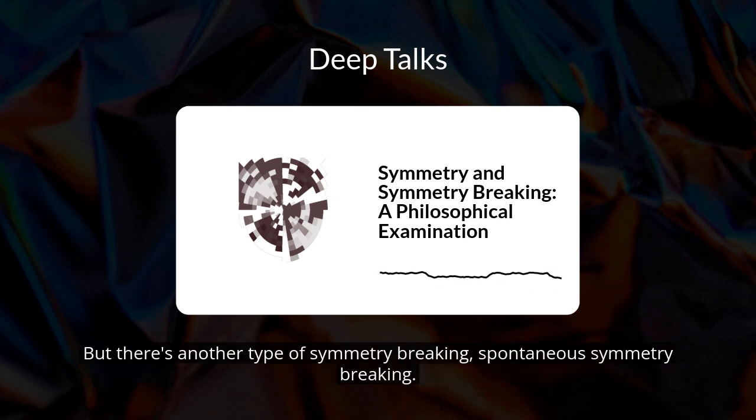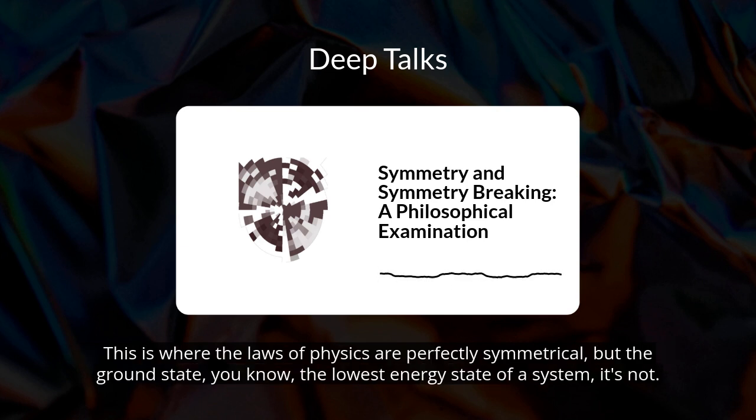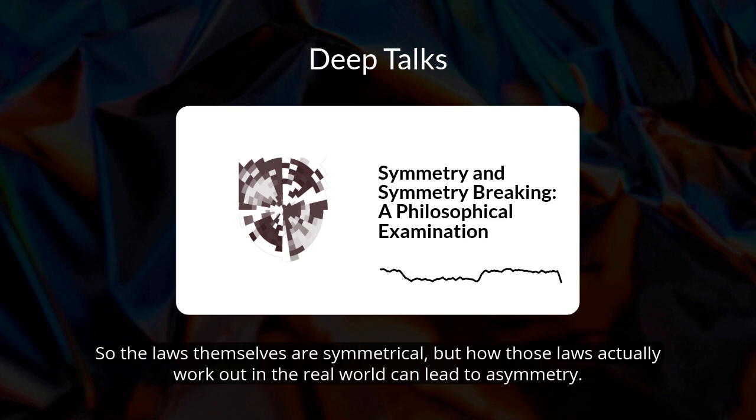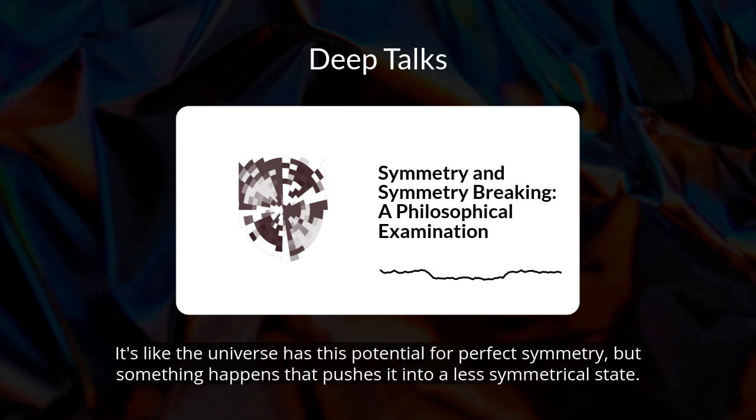But there's another type of symmetry breaking. Spontaneous symmetry breaking. This is where the laws of physics are perfectly symmetrical, but the ground state, the lowest energy state of a system, is not. This is where Curie's work on symmetry breaking comes back in. So the laws themselves are symmetrical, but how those laws actually work out in the real world can lead to asymmetry.